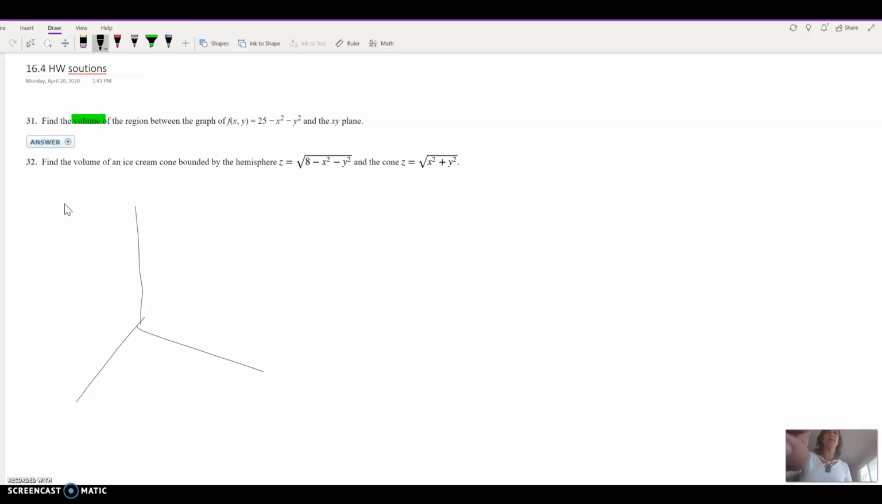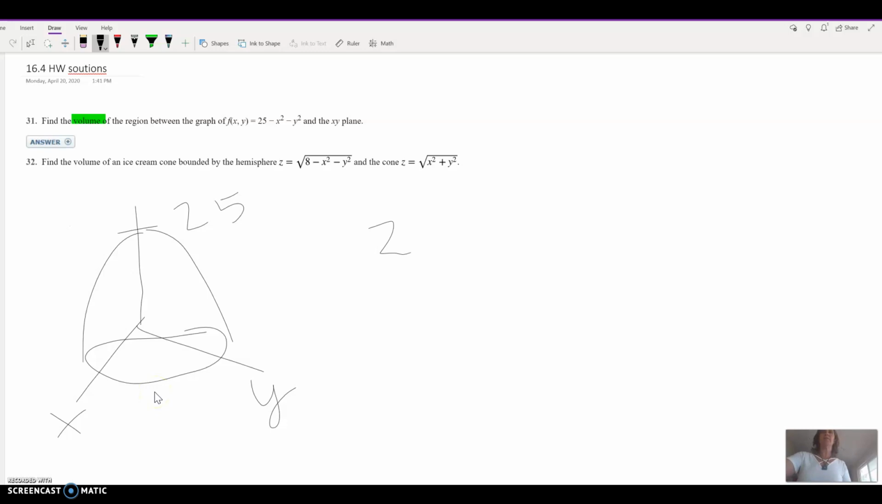I'm above the xy plane. Here's my xy plane. This is a paraboloid. Up here would be z is 25, and this thing is going down. So if I want to know what that region R is, because I am limited by the xy plane, I essentially need to know what would be the equation of this circle in the xy plane. How can I figure that out? Well, the xy plane is where z equals 0.